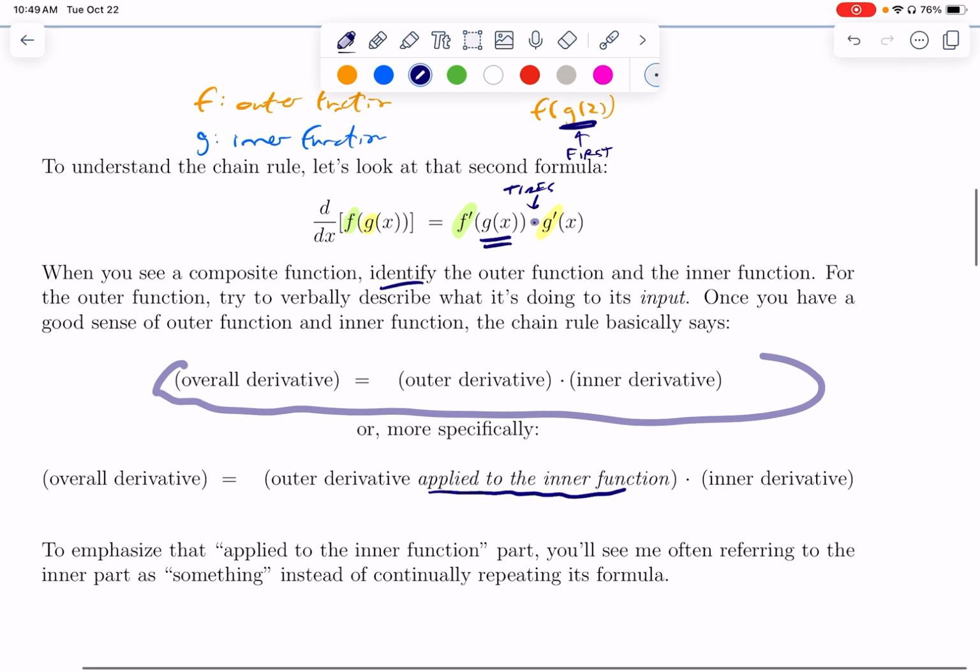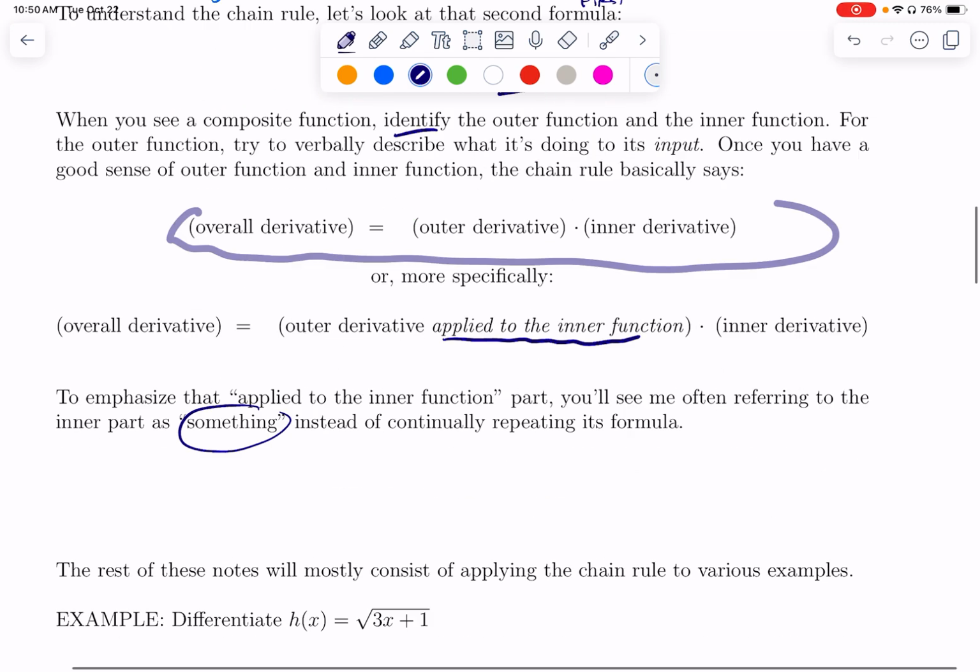To emphasize that applied to the inner function part, you're going to hear me talking about just having a function of something. I don't want to get too caught up on what's inside. I just want to focus on that pattern. I'm taking the outer function of something. Very abstract, very hard to think about. Let's do some concrete examples.